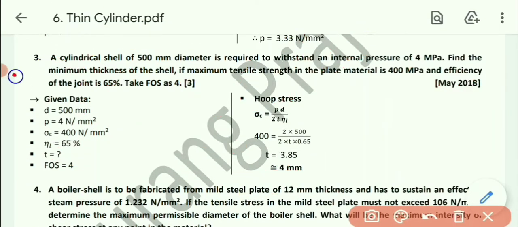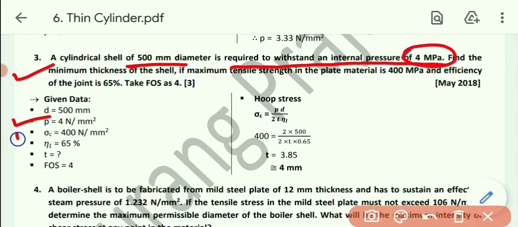Example number 3. A cylindrical shell 500 mm diameter is required to withstand an internal pressure of 4 MPa. Now diameter is given to us in the data, 500 mm, and pressure P stands for 4 MPa. 1 MPa equals 1 Newton per mm square, so 4 Newton per mm square. Find the minimum thickness of the shell. Now we need to calculate the thickness of the shell.